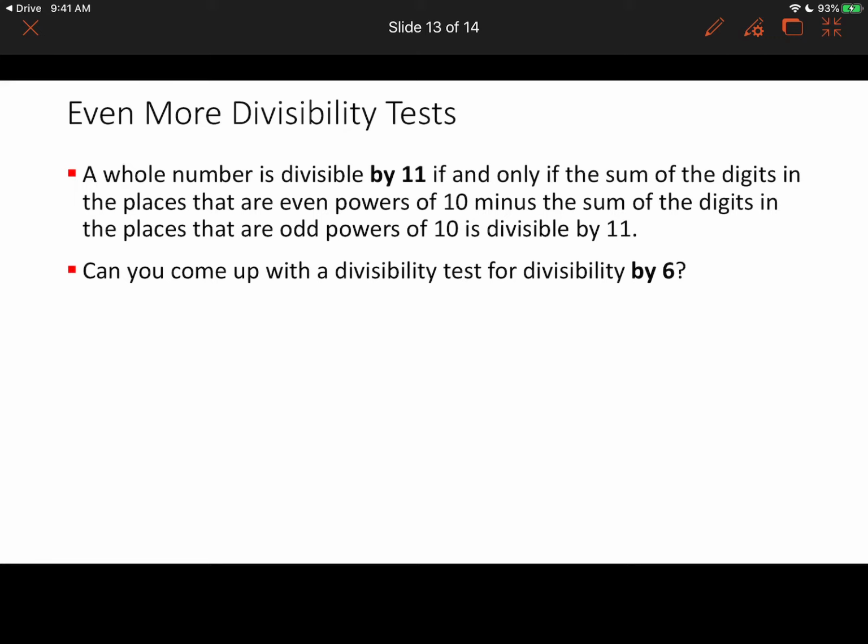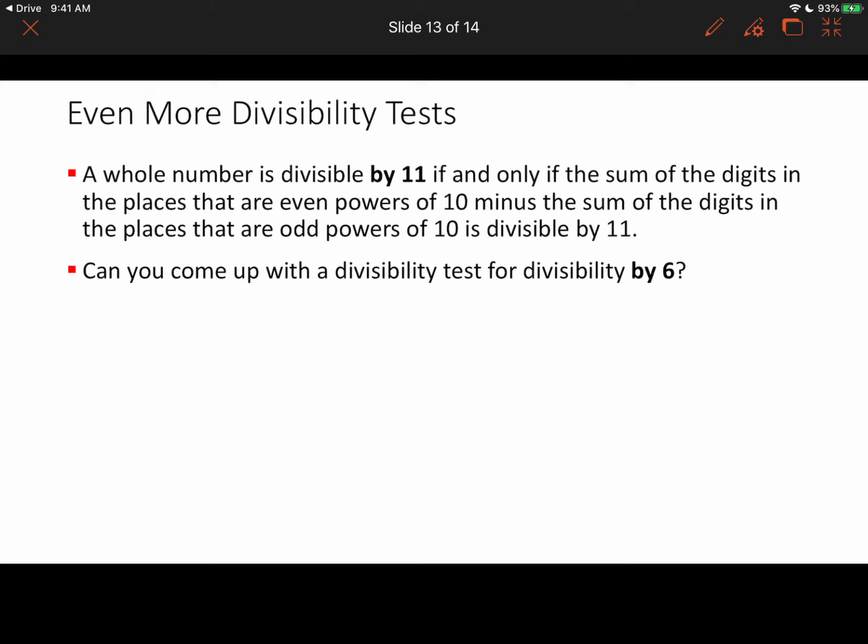All right, we want to look at two more divisibility tests. So the test for divisibility by 11 is a little complicated to say, but we'll do an example to help see what's happening here. A whole number is divisible by 11 if and only if the sum of the digits in the places that are even powers of 10 minus the sum of the digits in the places that are odd powers of 10 is divisible by 11.